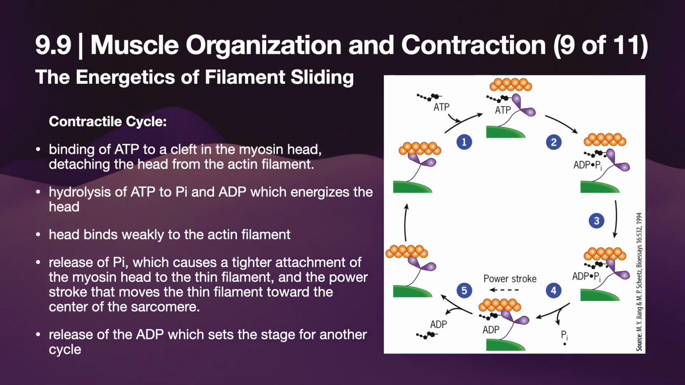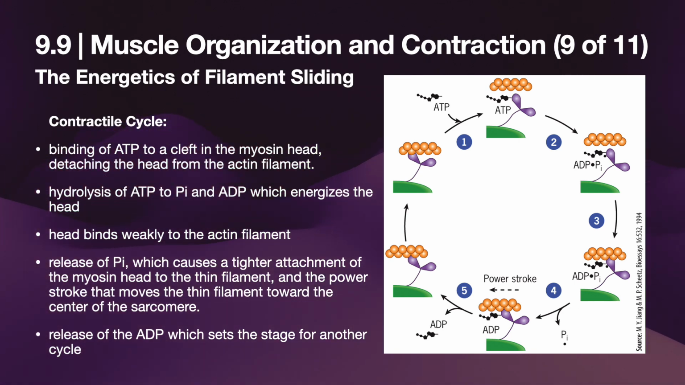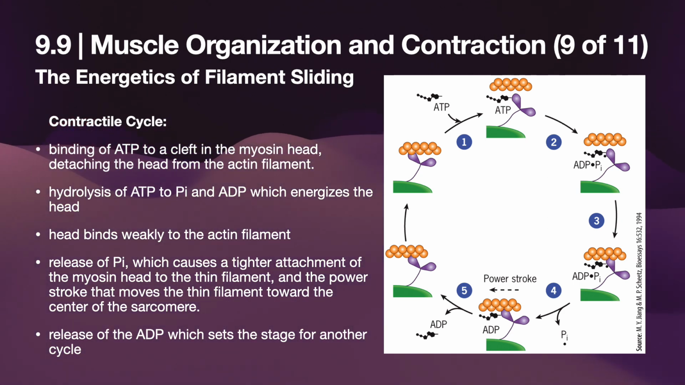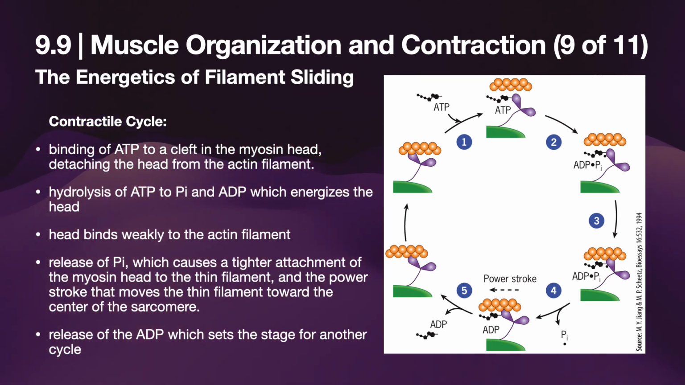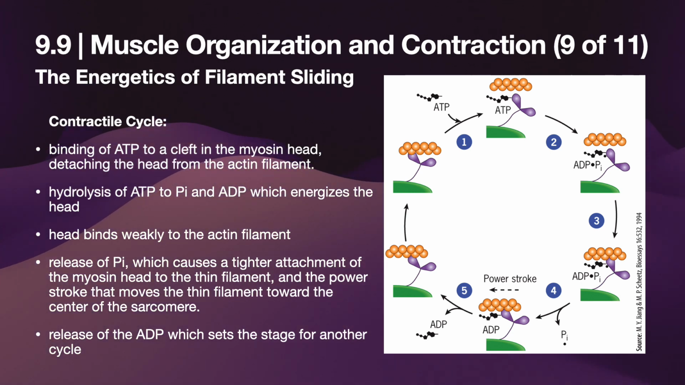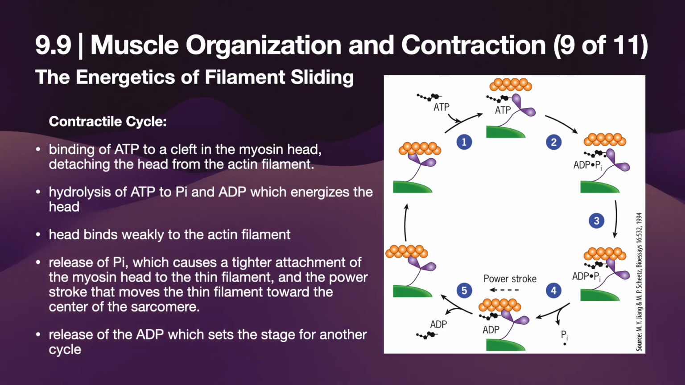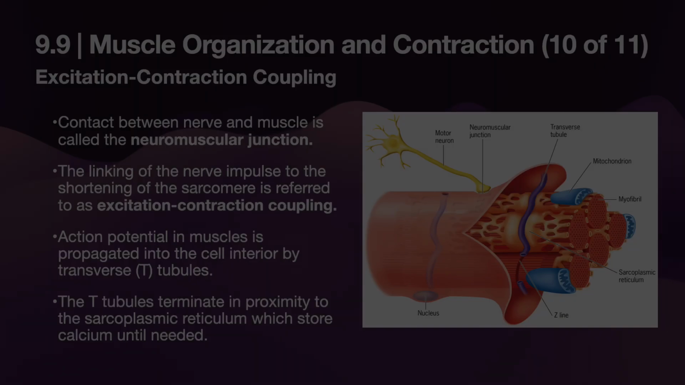For the contractile cycle: the binding of ATP to a cleft in the myosin head detaches the head from the actin filament, and then the hydrolysis of ATP to a phosphate group and ADP energizes the head. The head binds weakly to the actin filament. The release of the phosphate group causes a tighter attachment of the myosin head to the thin filament, and the power stroke moves the thin filament toward the center of the sarcomere. The release of the ADP sets the stage for another cycle.